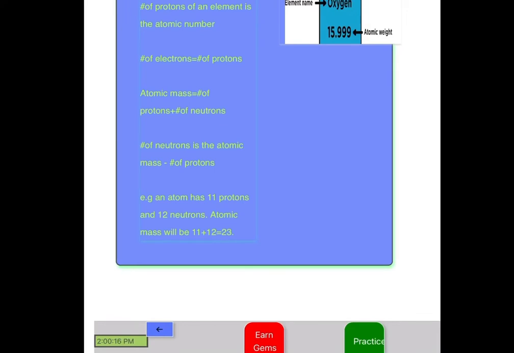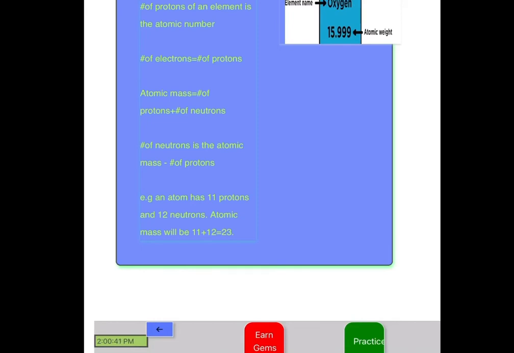And the element symbol is O, the element name is oxygen, and the number at the bottom, that's the atomic weight, or atomic mass, is 15.999. But usually for the atomic mass, we can round it up to 16. So that's how to read a periodic table. And now let's look at connections of a periodic table and the structure of an atom.